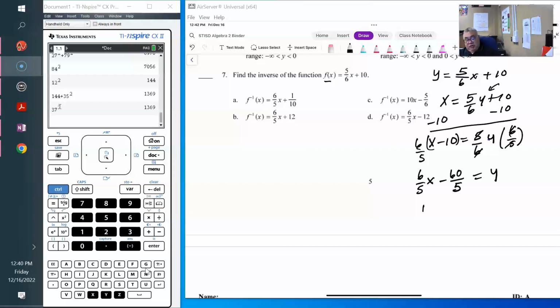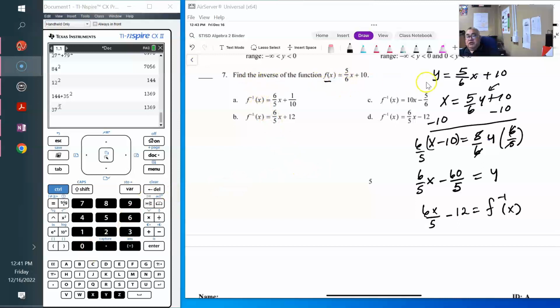So you know you're going to have 6x over 5 minus 12 equals y. And since you want to find the inverse, the correct notation or the correct symbol, this will be the correct symbol. That's the inverse of f. So just to review, just so you know what you have to do, when it says find the inverse, you're going to switch the y and x variables.